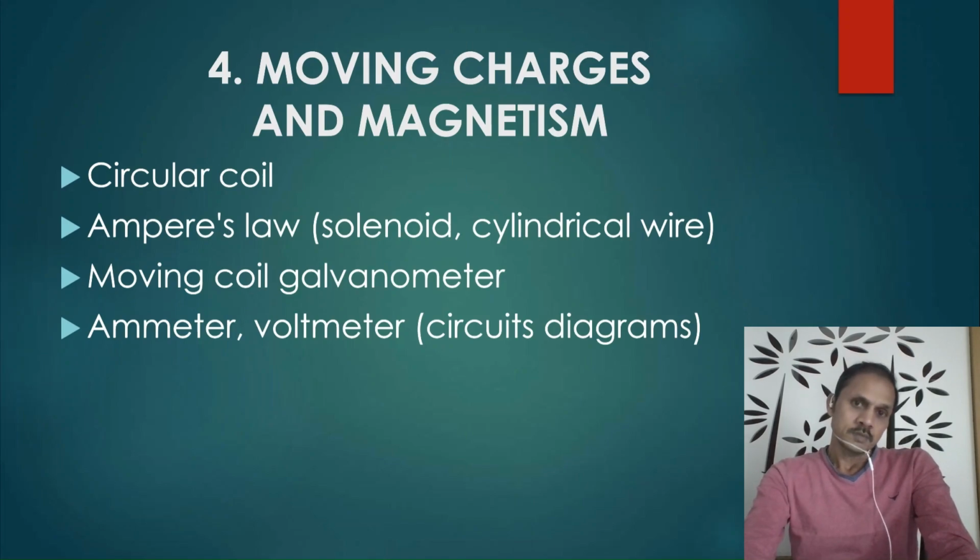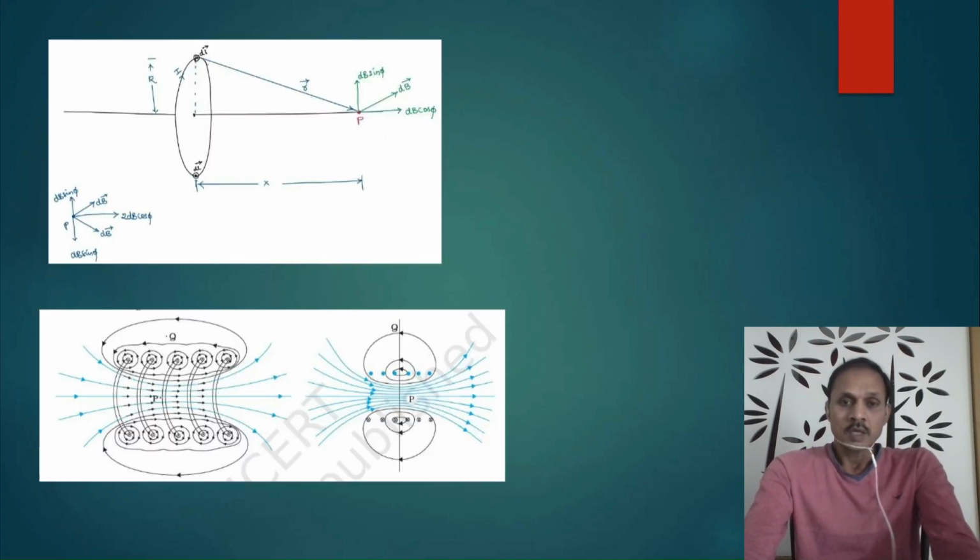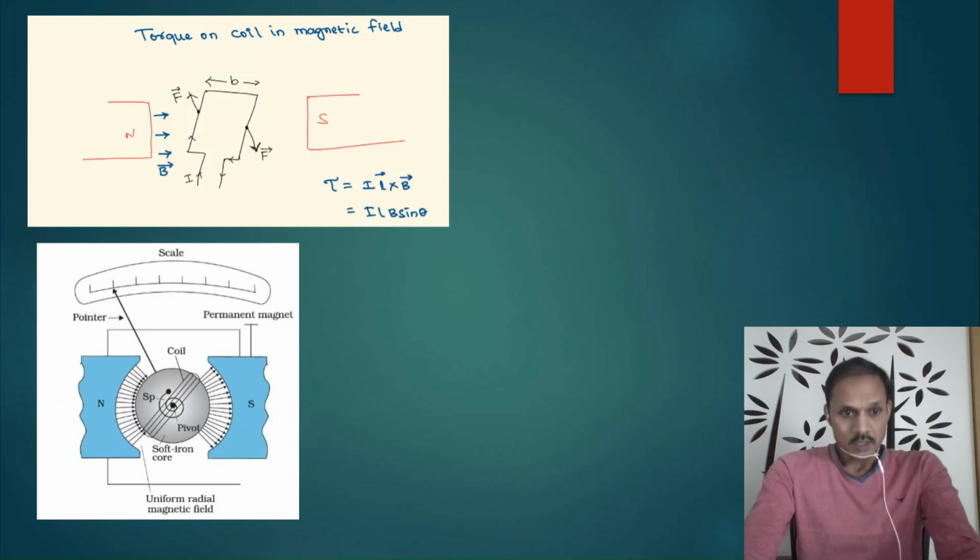Going to next, moving charges. So in this one, circular coil, at any cost don't leave this question as well as the diagram. Okay, one of the most important question in the entire textbook. I already discussed about this in derivations video. Okay, next, Ampere's law applications, obviously that's solenoid and all, and galvanometer questions and its applications, conversion, all this. Okay, so just practice them well.